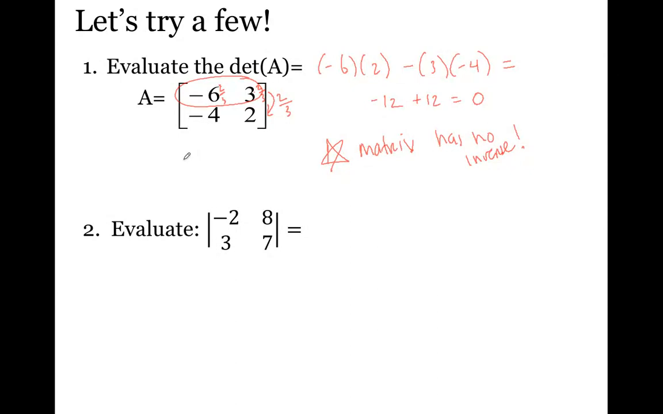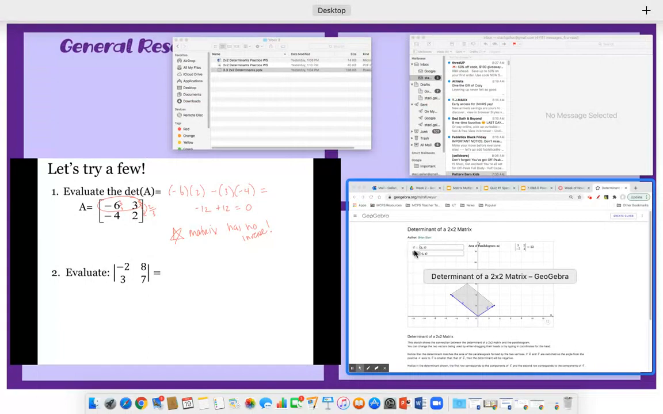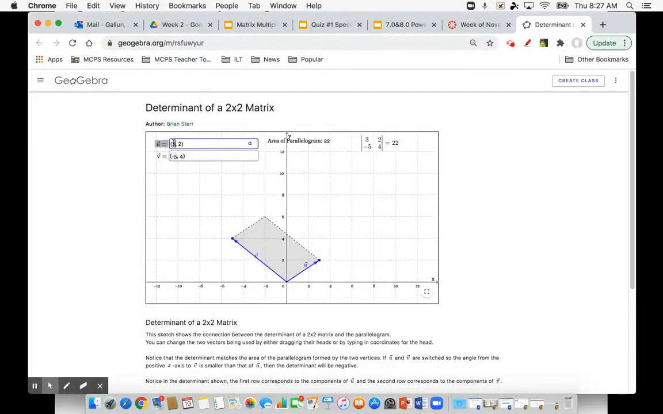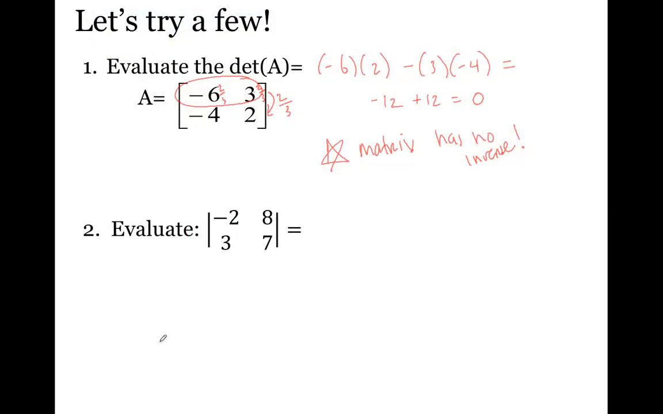So if we were to go back to that graph, let's just see what that looks like for fun. -6, 3. And -4, 2. Oh, it's just a line, right? I don't have a parallelogram. Isn't that interesting? It's just a line. One is just a scalar of another. One just radiates a little bit further. Pretty cool, right?